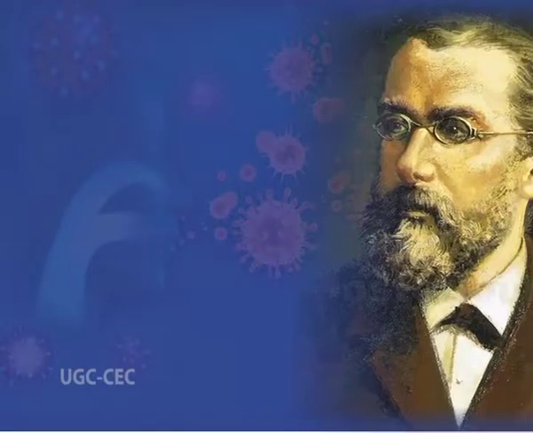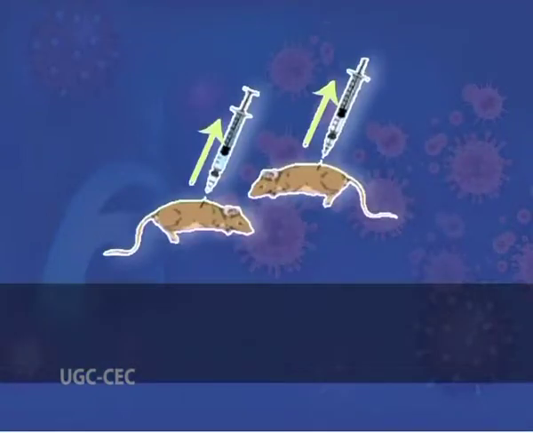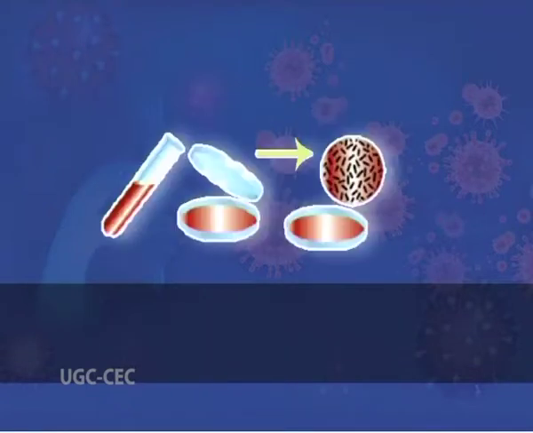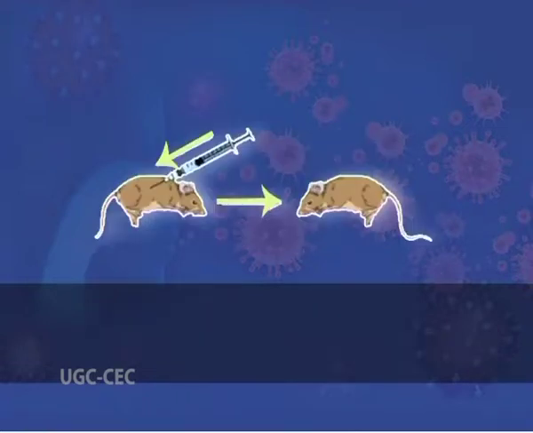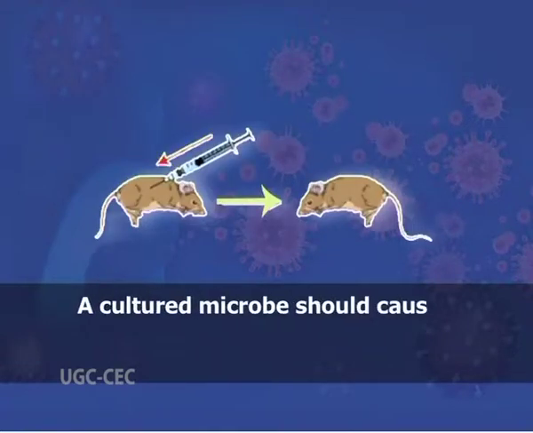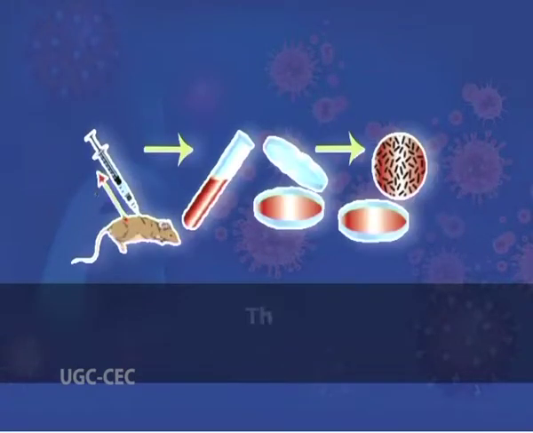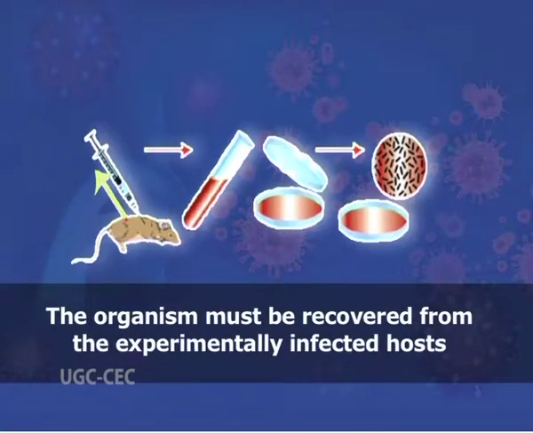An interesting and most pioneering experiment was performed by Robert Koch to determine if a microbe caused a specific disease. The criteria of his postulates include: the microbe must be present in every case of the disease, the organism must be grown in a pure culture from diseased hosts, a cultured microbe should cause disease when introduced into a susceptible host, and the organism must be recovered from the experimentally infected hosts.